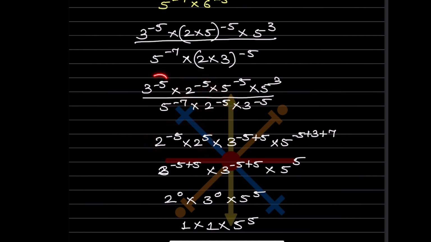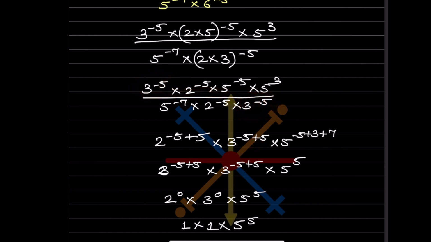Now let us take for 3. Again 3 raised to minus 5. You can also write this one to avoid confusion. You can write that plus 5 directly over here, because 2 raised to minus 5 and minus of minus 5, so that will be minus 5 plus 5. Here again it is going to be 3 raised to minus 5 plus 5, means minus of minus becomes plus 5.